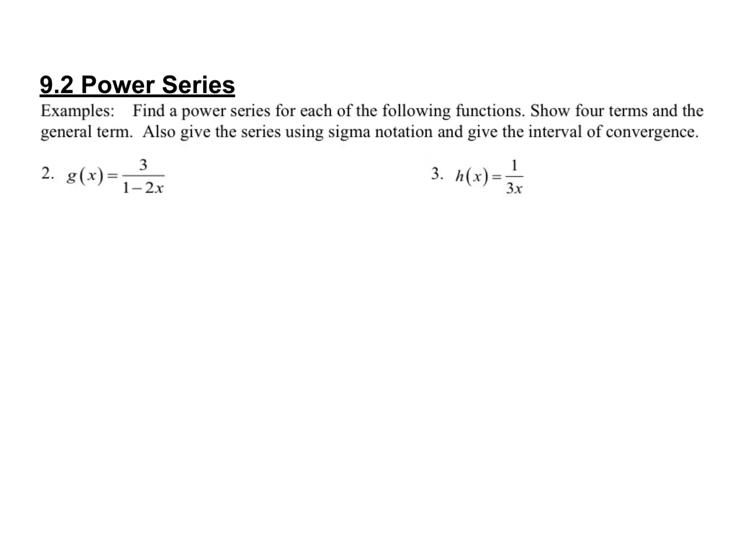Okay, so what it's asking for is to find a power series for this function. Right, and that power series means we need to be able to write it in sigma notation. We need to express the nth term in some type of way, and so we're going to find 4 terms for starters. Then we're going to find the interval of convergence. We're going to write the general term. So again, what we're really doing is converting this from function notation to power series notation.